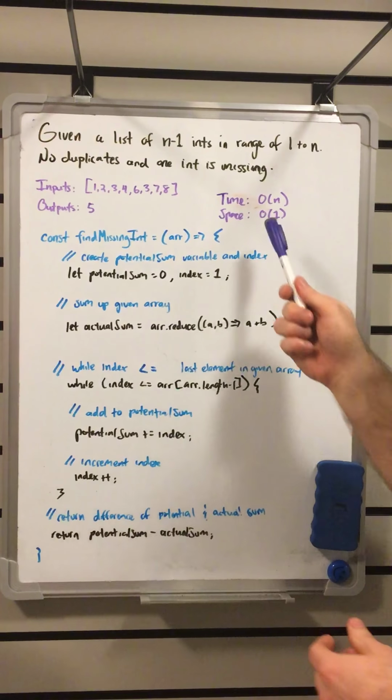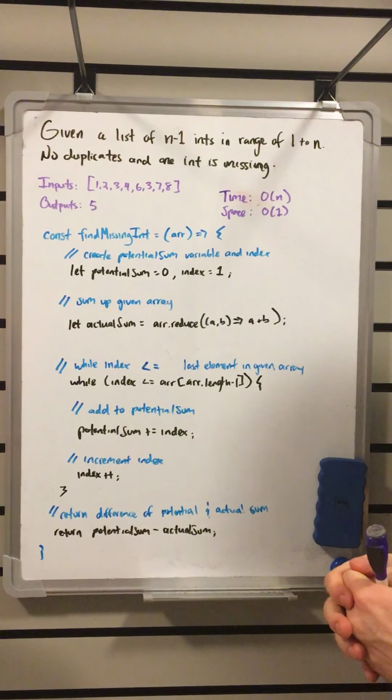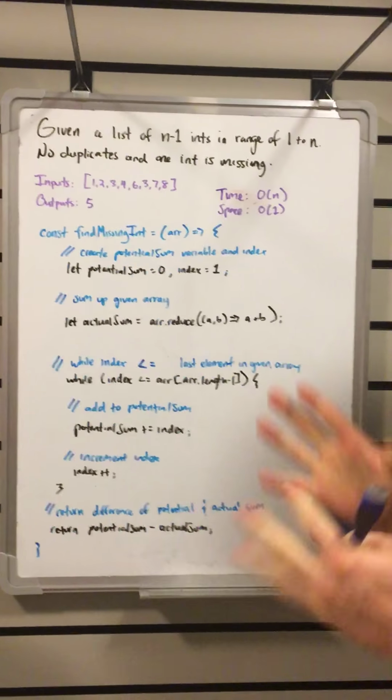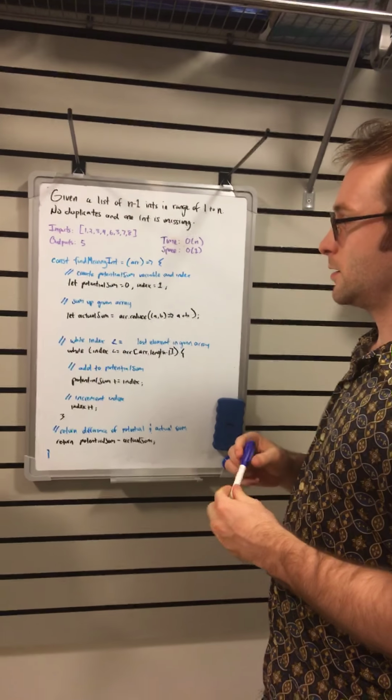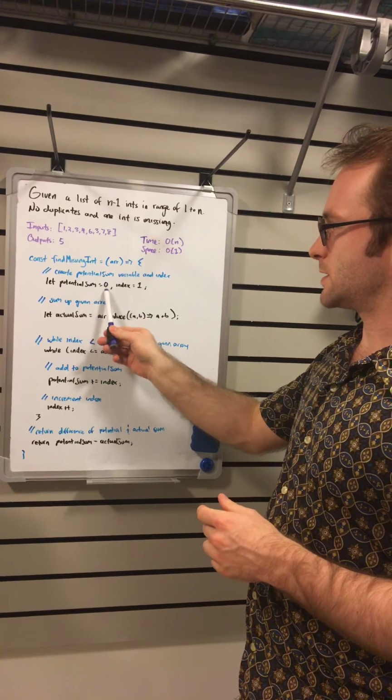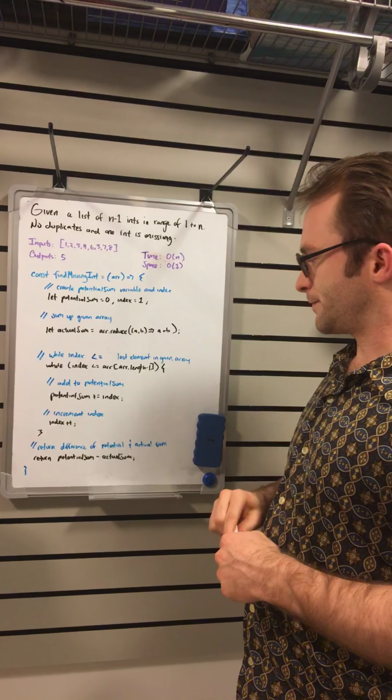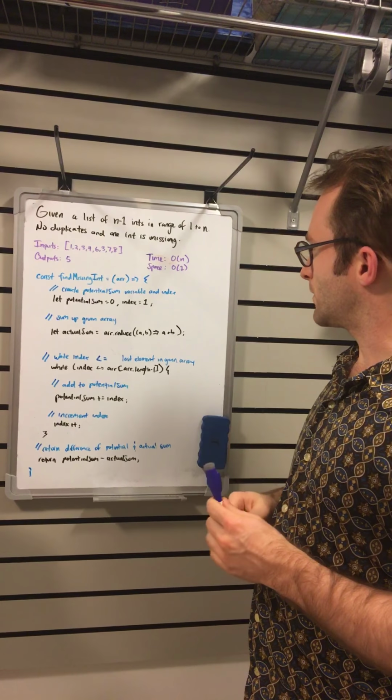So it's in constant space, since we're not allocating an object or an array in memory. Instead, we're just having this integer. So that's why the space is O(1).